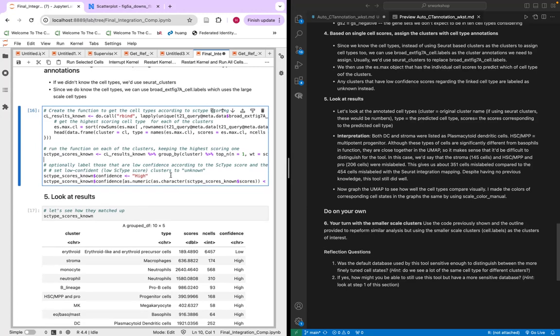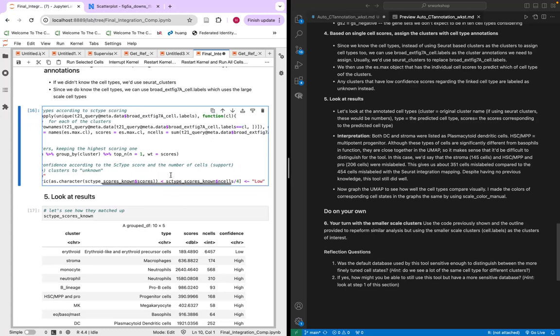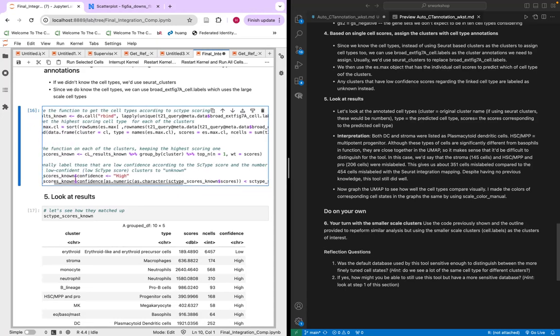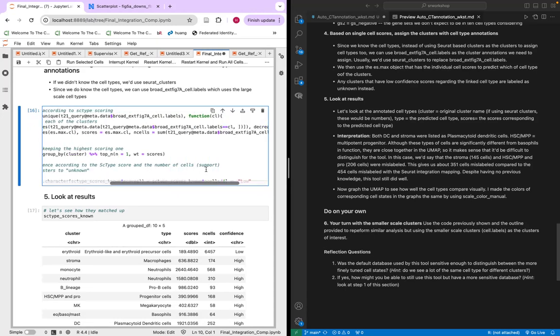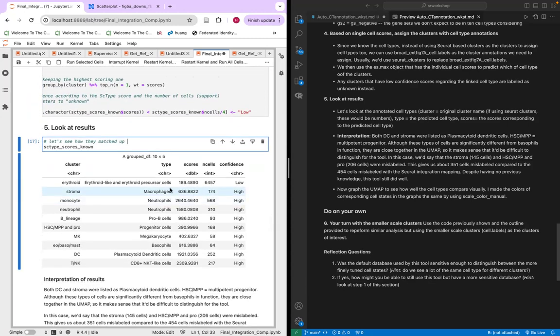And then finally, they suggest that if a cell state has a score that is lower than the number of cells divided by 4, that's not as high confidence. So in this case, I'm just labeling confidence as being low if that is the case. And so we can finally just look at results, and we can see that we have low confidence here, but we can see, because we know the truth, that it's accurate.